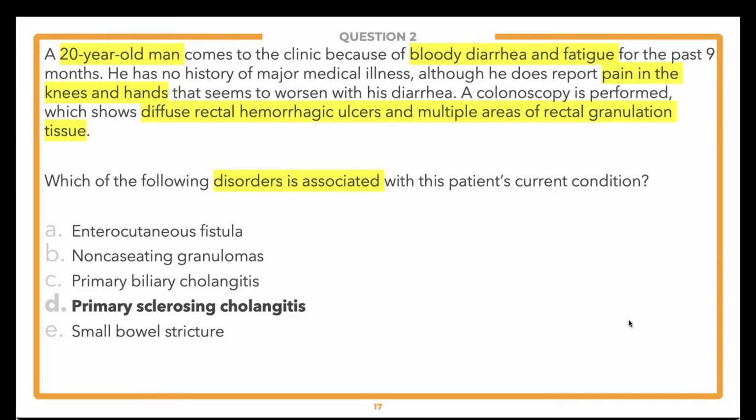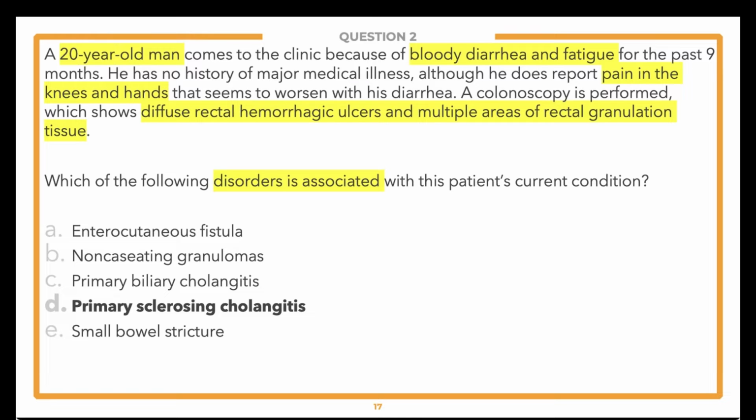All right, great job, guys. So again, if you got that wrong, don't worry. This was a little bit tricky because you've got to think of two conditions that are kind of similar but also different when you think about bloody diarrhea, joints affected, chronic, young guy that's having this. It's either ulcerative colitis or Crohn's disease, right? Those are the common ones. They're both inflammatory bowel diseases.